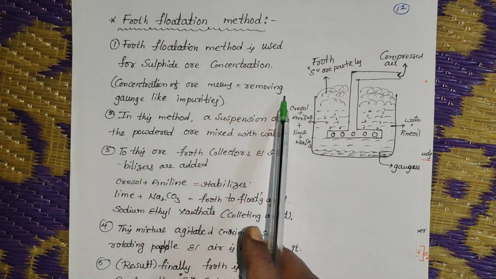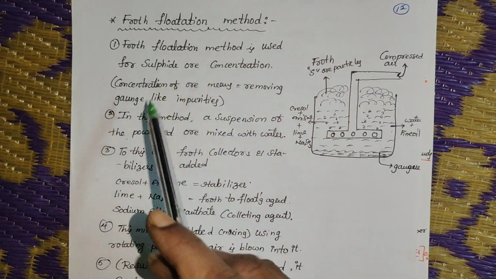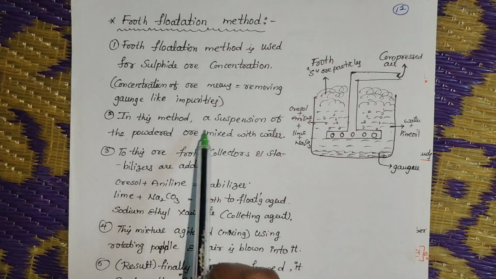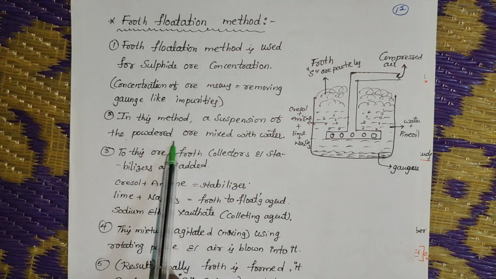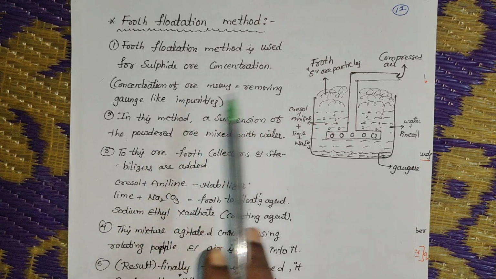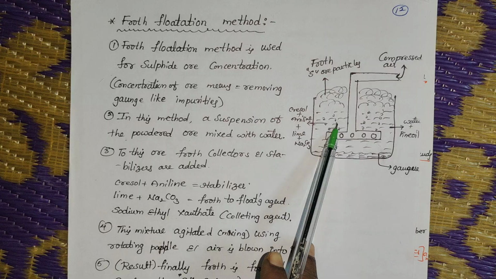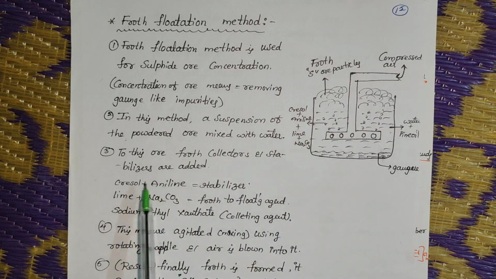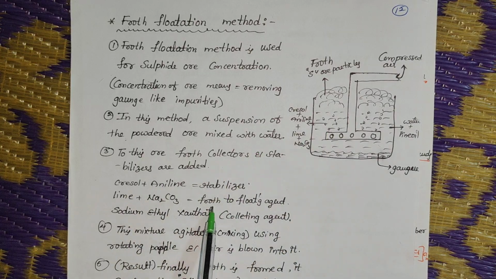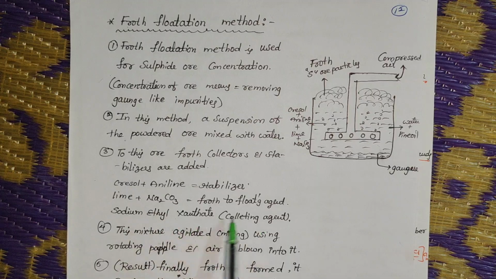In this froth flotation, what are we concentrating? Sulfide ore is concentrated. Especially here we are using a suspension of powdered ore. What are we taking? Powdered ore. It is mixed with water. After that, stabilizers, after that froth floating agents, after that collecting agent. What are the stabilizers, beta? Cresol and aniline. Froth floating agent is lime and sodium carbonate. And collecting agent is sodium ethyl xanthate.